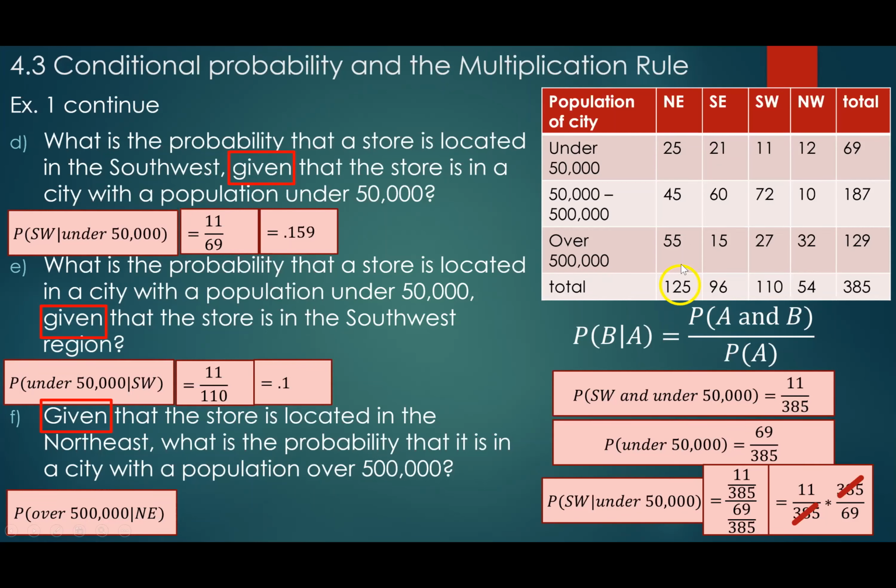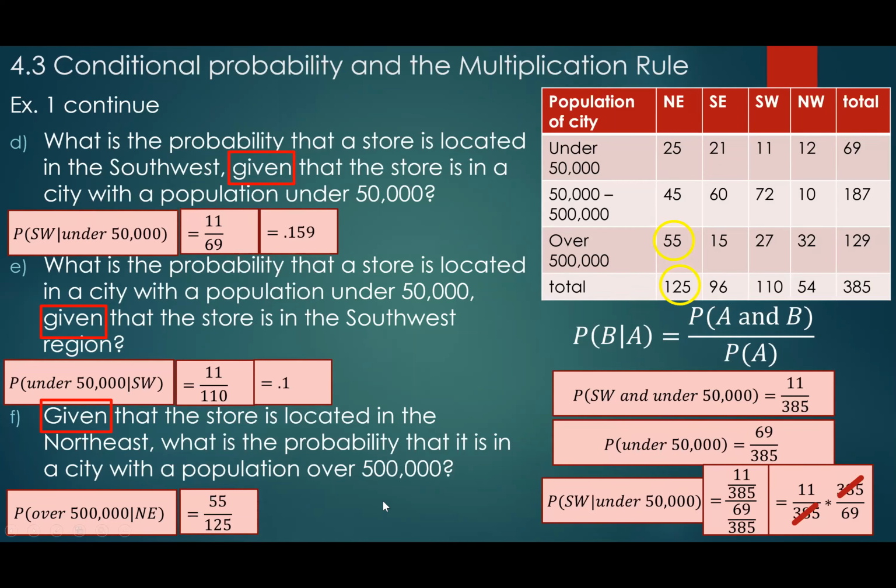Now, out of this 125, how many stores are located over 500,000 in population? Where do the northeast and the over 500,000 cross? Do you agree they cross at the 55? Those are the two numbers we use: where they intersect, over the northeast by itself. Why northeast? Because anything after the word given is your new total, your new denominator. Everybody see that?